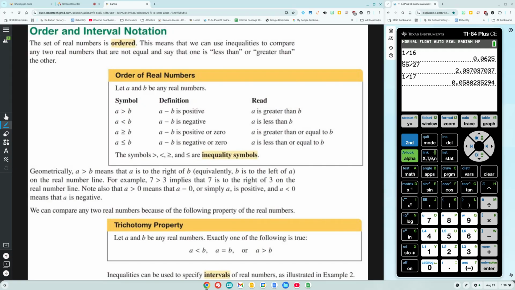Order and interval notation. This actually might be a great place to stop because we're done. No, let's go a little bit further. We'll finish up with number lines.